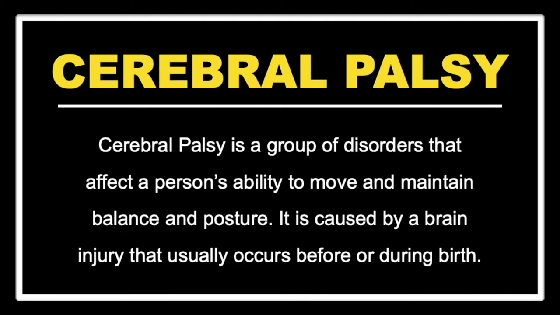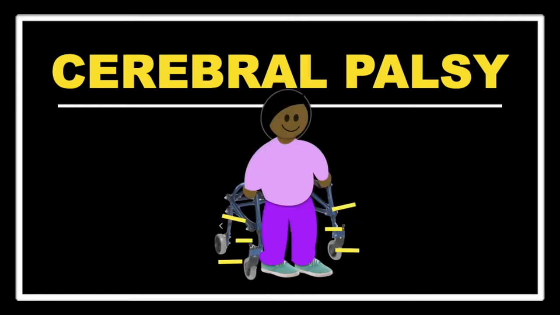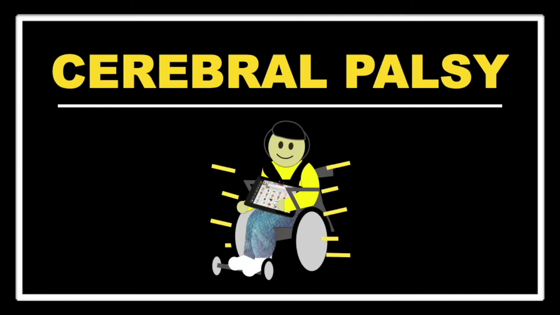So the first thing to know is, what is cerebral palsy? Cerebral palsy is a group of disorders that affects the person's ability to move and maintain balance and posture. It is caused by a brain injury that usually occurs before or during birth. Cerebral palsy can affect motor issues on one side of the body, both legs, or both legs and arms, and sometimes the trunk, face, and mouth as well.